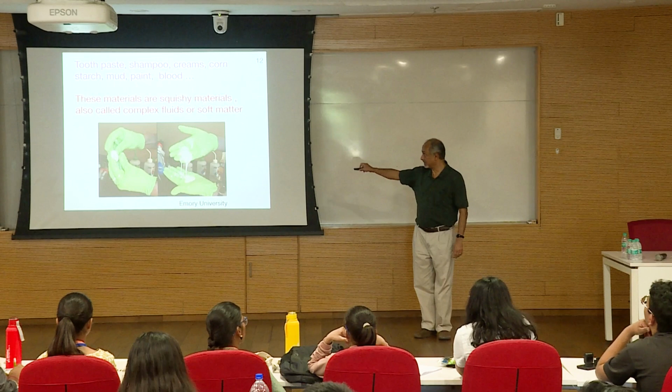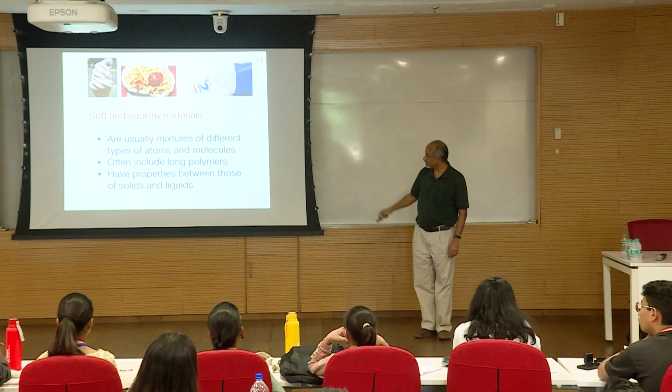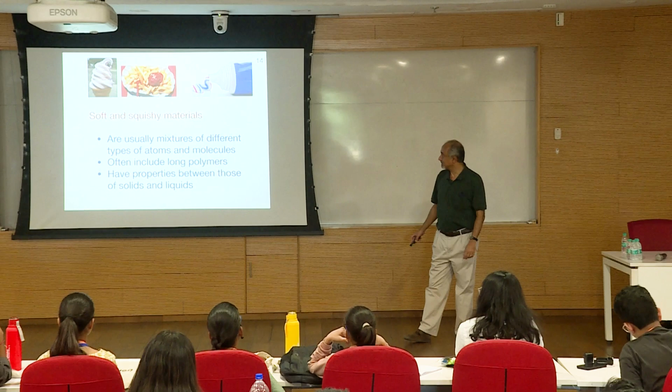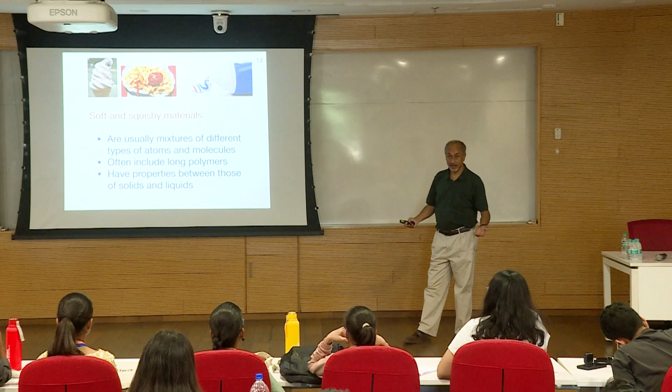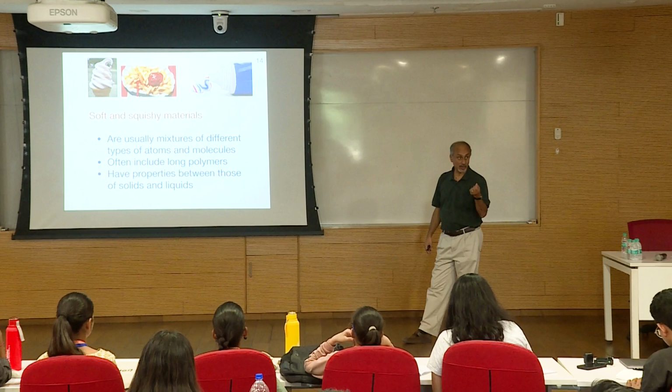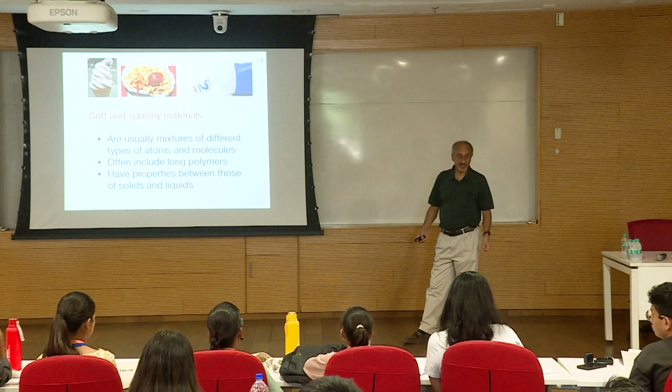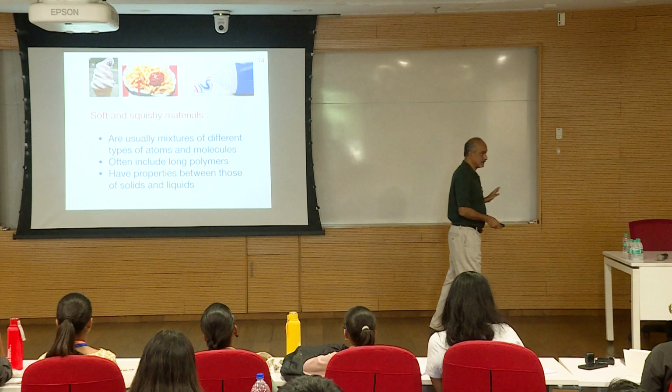So here are examples again, which we're going to describe a little later. But what can we say now about what goes into this? Soft and squishy materials are usually mixtures of different types of atoms and molecules. They're not simple. They're not like water, for example. Water isn't soft and squishy. It's just made up of one type of molecule, the water molecule, H2O. They often include long polymers, and that's what gives them the interesting behavior that you want, and there are properties that are in between those of solid and liquid. Okay?